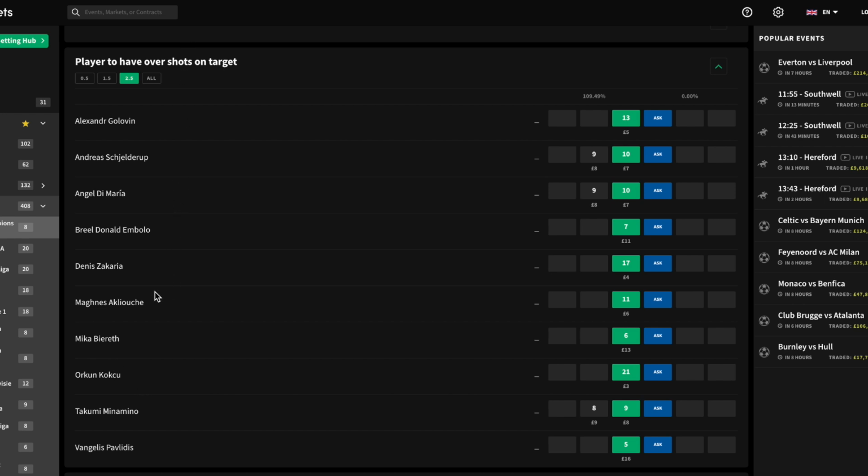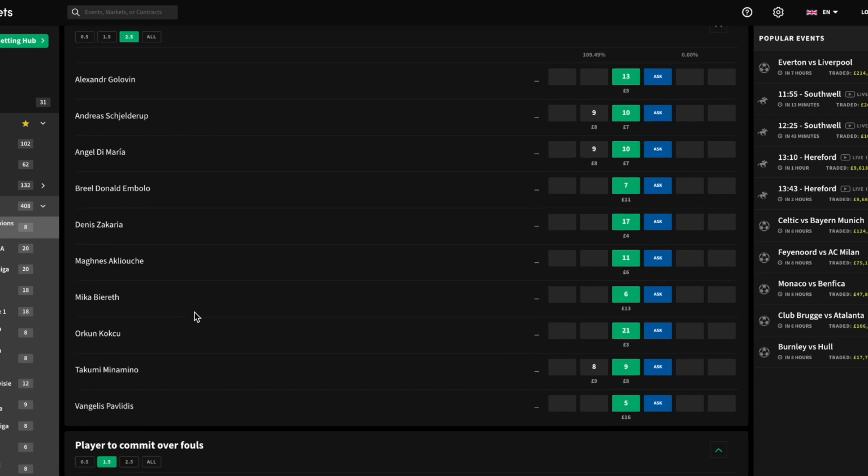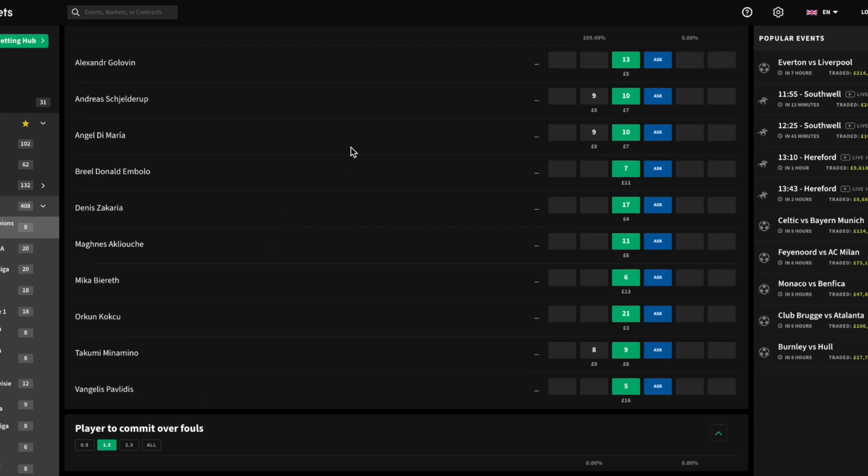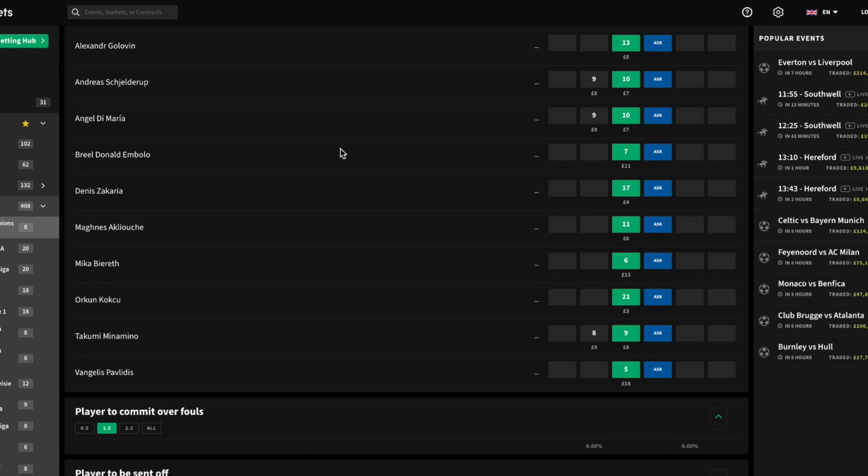the liquidity in these markets can supersede the goal scorer markets, occasionally even the match odds markets, maybe not in a Champions League game, but certainly in some games. I've seen it happen in a championship game where a player to have a shot on target had more traded on it than the match odds did.